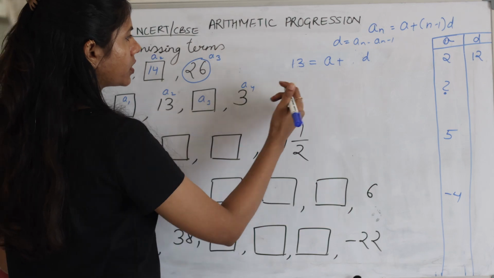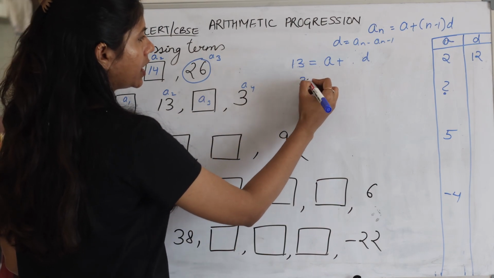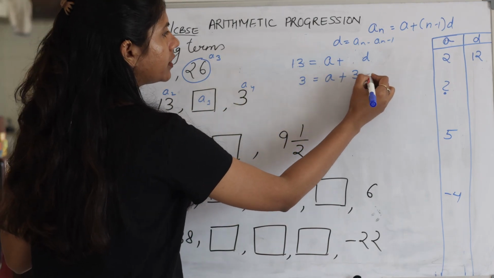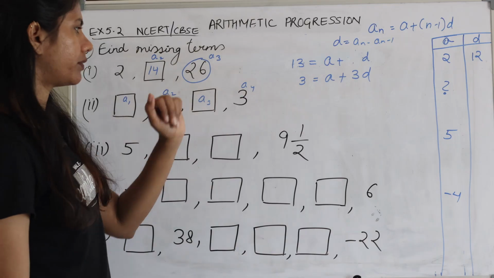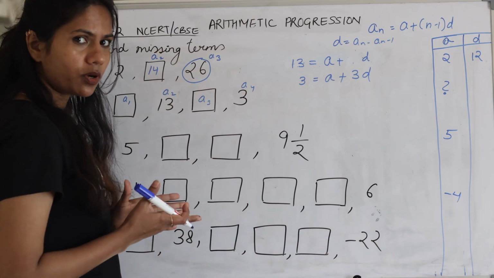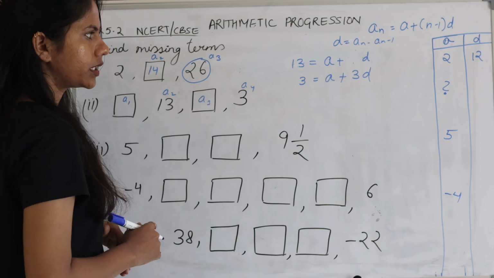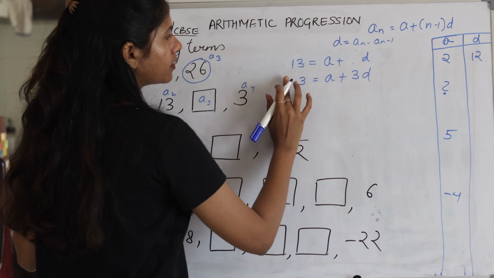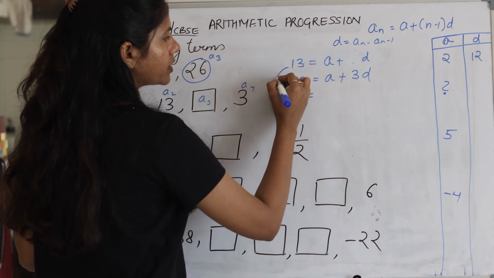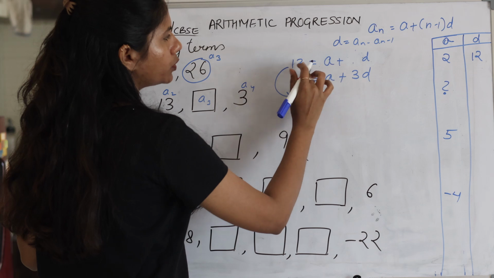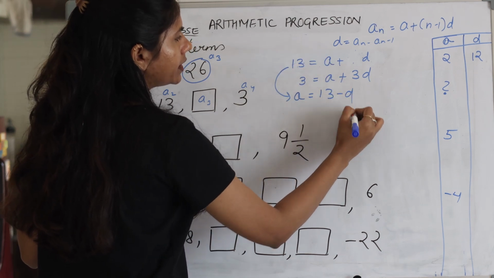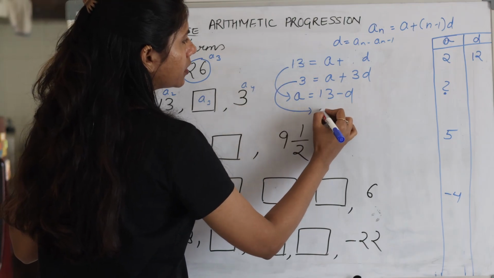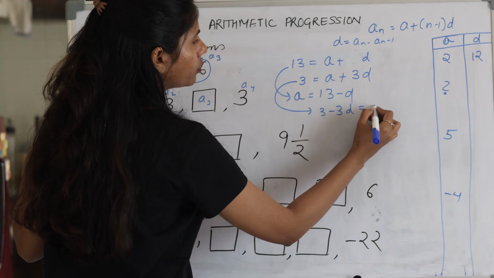Now this one is a4. a4 is 3, equal to a plus (n minus 1), which is 4 minus 1, so 3d. So we have two equations here, and you must know how to resolve these equations. We will find what a equals from the first equation: a equals 13 minus d. And for the second one, we can write 3 minus 3d equals a.